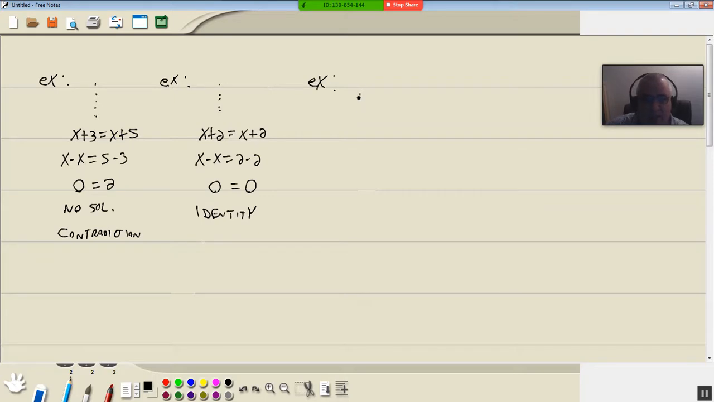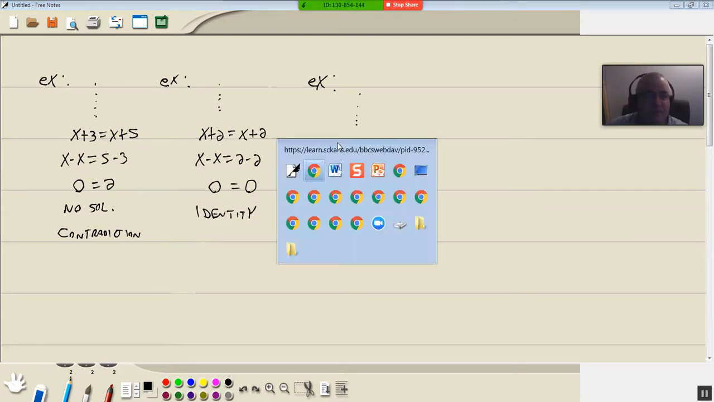And then our last type: working a problem down, I actually come up with an answer, like x equals 3 or x equals 1, something like that. When you come up with an answer, that's your conditional equation. It means your original equation is conditionally true when x is equal to 3. So that's how you identify the 3 different types of equations.